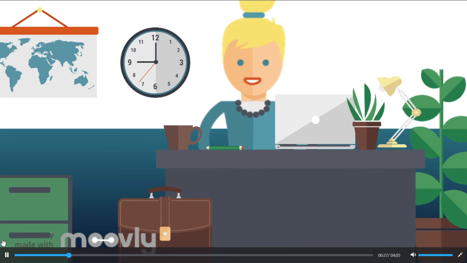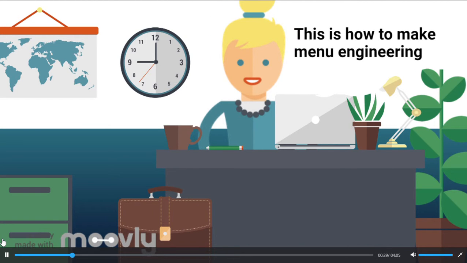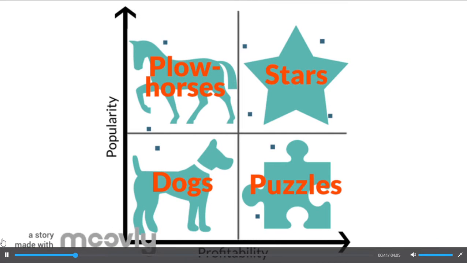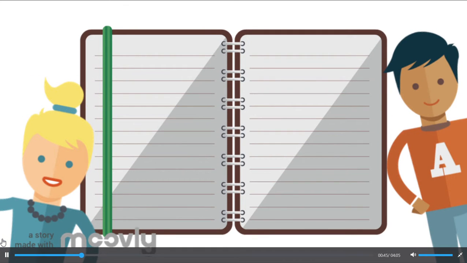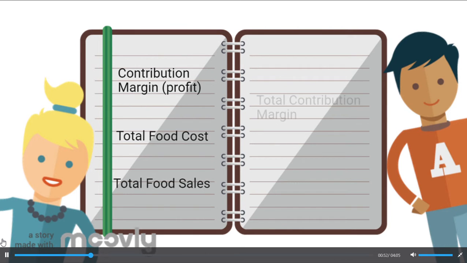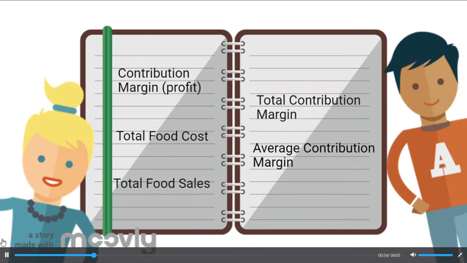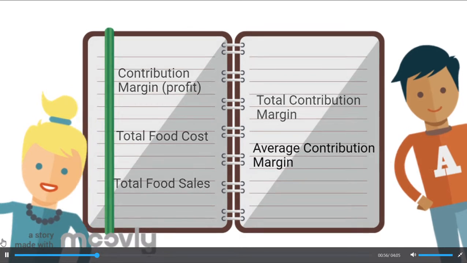This is how to do menu engineering. This figure shows 4 different categories. Before we categorize, all these calculations need to be done. They are contribution margin, total food cost, total food sales, total contribution margin, and average contribution margin.